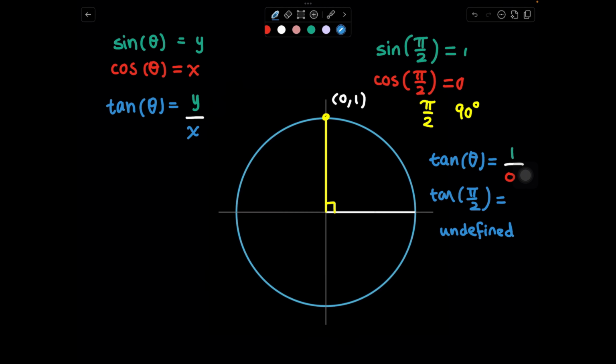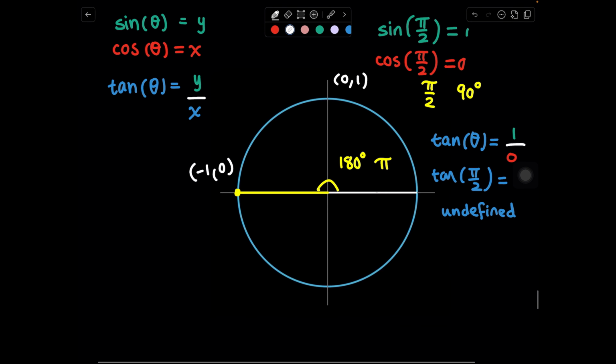Okay, let's do another example. Imagine instead of pi on 2, or 90 degrees, we had this. We had 180 degrees, or pi, radians. Looking there, what's our coordinate? Our coordinate is -1, 0. So what does that mean? Well, sine of pi is going to be equal to the y coordinate there, 0.